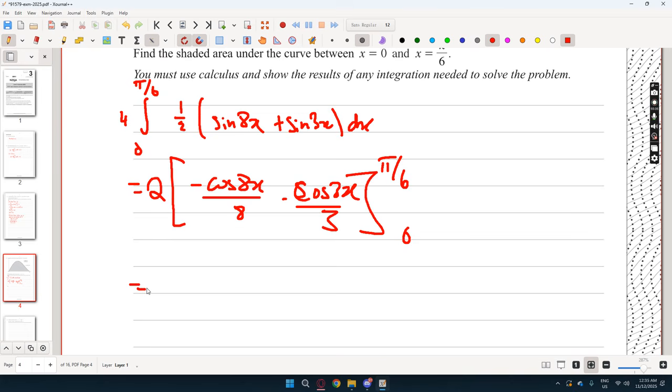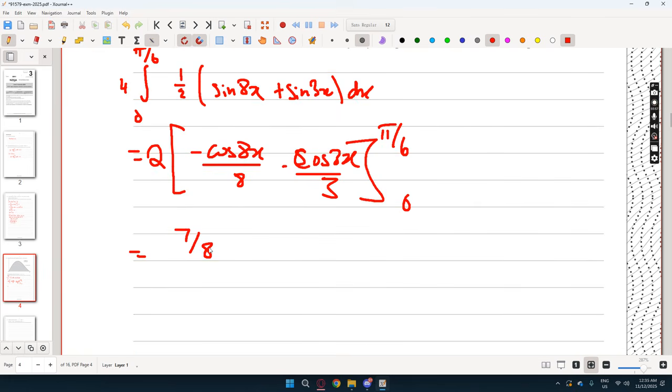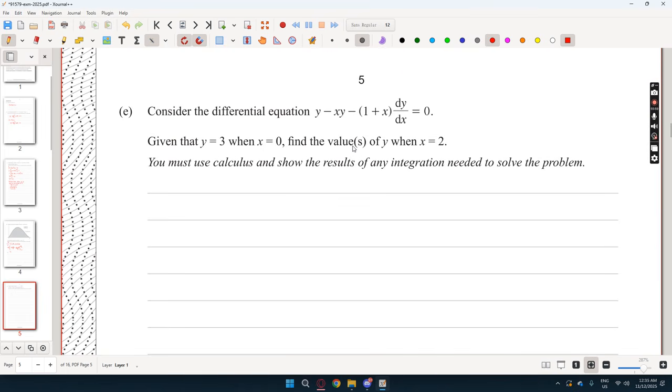Which is option calculus integral 0 to pi on 6 of 4 sine 5x cosine 3x. That's 7/8. Oh, holy balls.